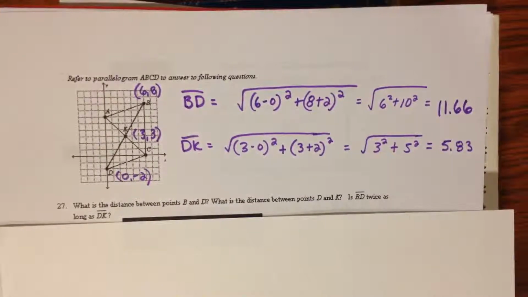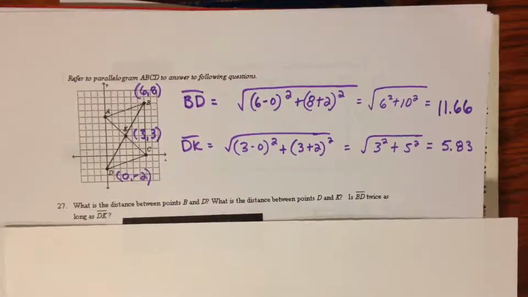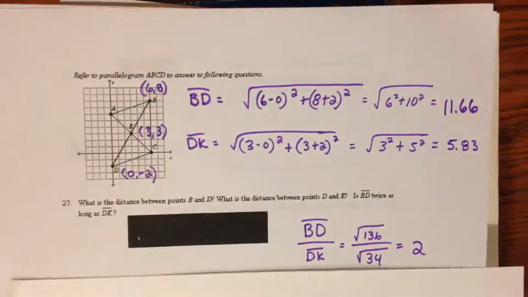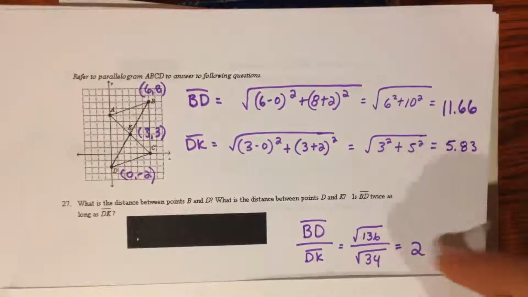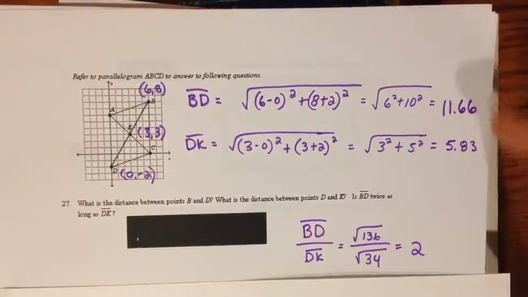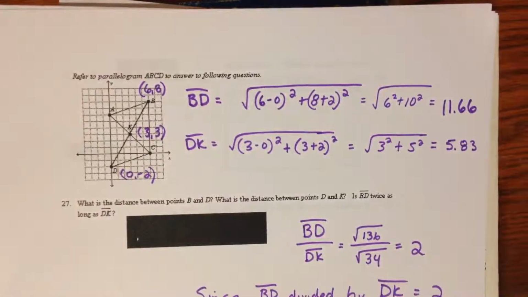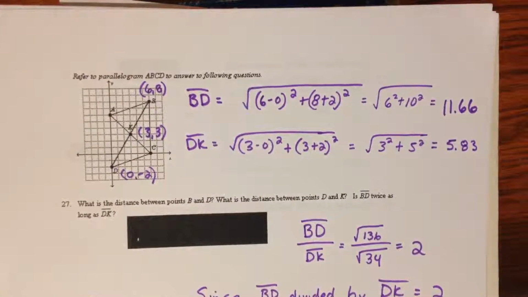Alright, is BD twice as long as DK? So you just got to use the distance formula twice, and when you check BD divided by DK, if you use the exacts, you get exactly 2. If you divide these two, you also get 2, so it proves that BD is twice as big as DK. So the answer to that one, yes, it is twice as long.